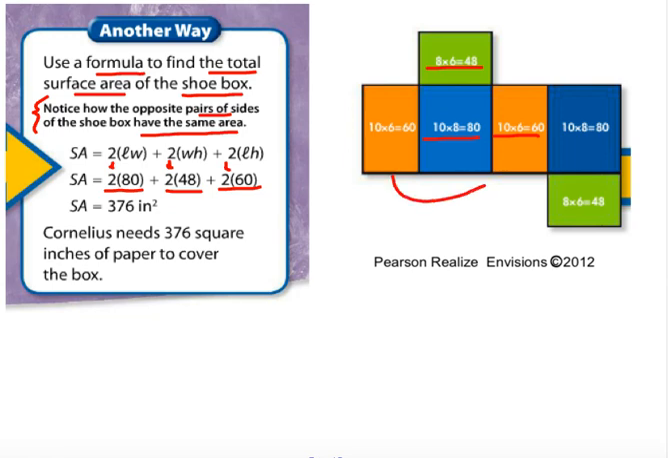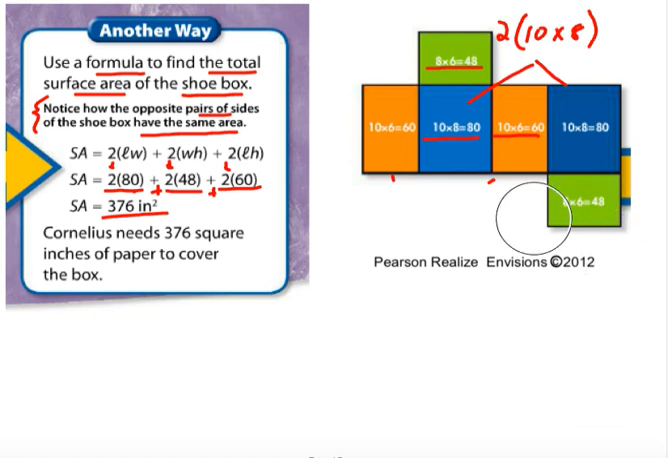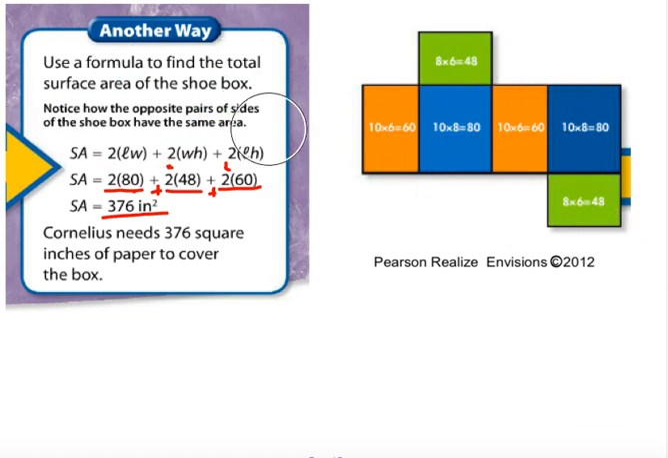So you would have 2 of those, so you would have 10 times 6, but you're going to want to double that. You would have 2 of these, which would be 10 times 8, but you're going to want to double that. All right? And then the same with 8 times 6, but you're going to want to double that. Once you have that, you then take those and you add them together to get your total square inches. Okay? And that's how you would use a formula to come up with surface area.